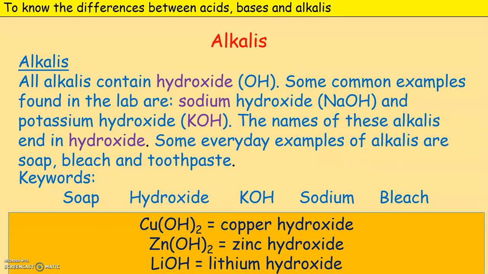All alkali contains the word hydroxide, or OH. Some common examples found in the lab are sodium hydroxide, potassium hydroxide, and the names of these alkalis actually end in hydroxide. All right. So again, mark your work, make corrections to it. You can pause the video, and when you're done, press play to continue.